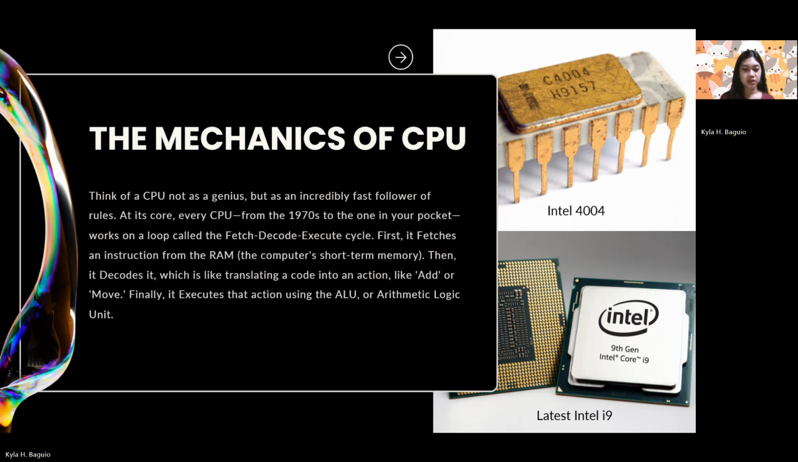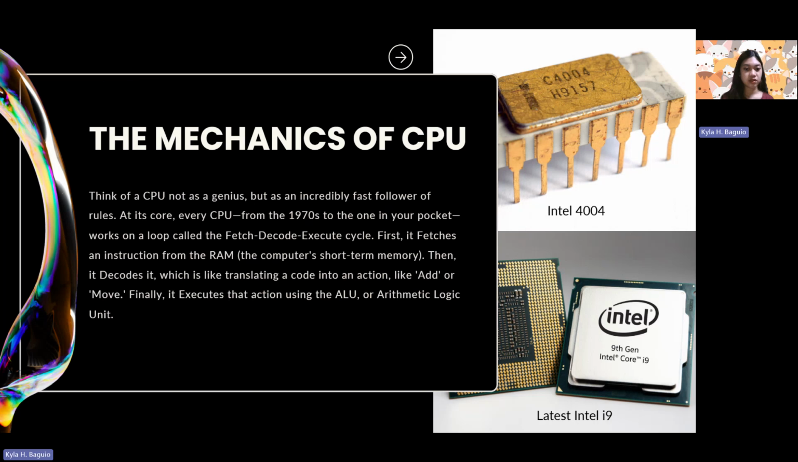So it has a cycle called the fetch, decode, execute cycle. It is a logical loop that has remained the fundamental law of computing since the early 1970s. In the first stage, the CPU fetches a raw binary instruction from the RAM, which serves as the computer's short-term memory. Once retrieved, the second thing it will do is decode.